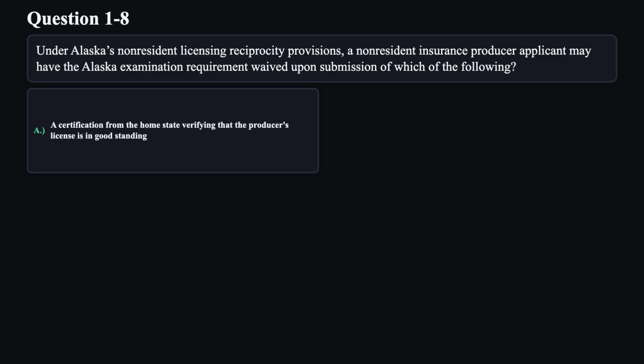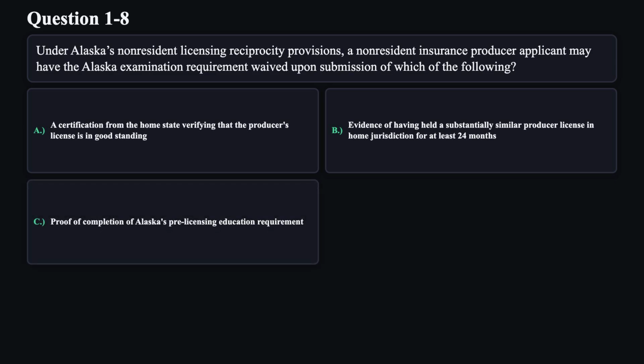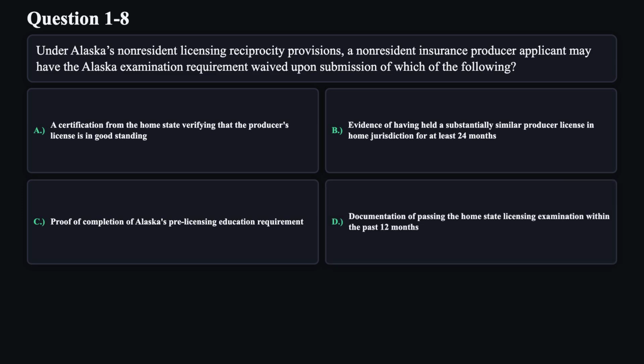A. A certification from the home state verifying that the producer's license is in good standing. B. Evidence of having held a substantially similar producer license in home jurisdiction for at least 24 months. C. Proof of completion of Alaska's pre-licensing education requirement. D. Documentation of passing the home state licensing examination within the past 12 months.